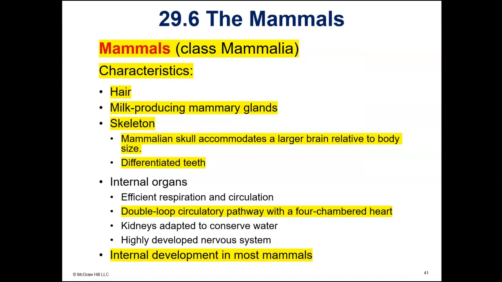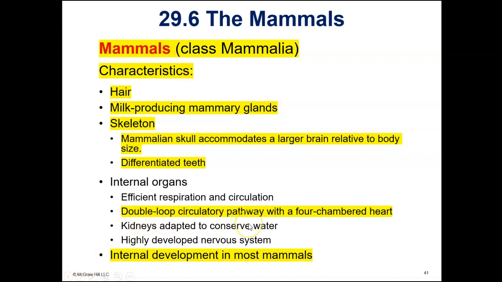Now we're going to move on to the section on the mammals. This is class Mammalia. The characteristics of mammals are hair and mammary glands that produce milk. The mammalian skull accommodates a larger brain relative to body size, and the skeleton and the skull also include differentiated teeth for whether they're carnivores or omnivores or herbivores.